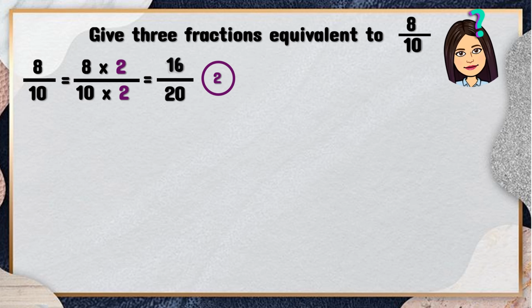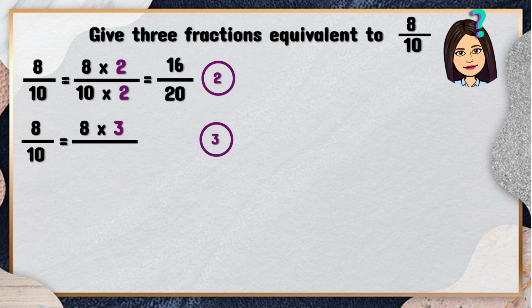16/20. And for the second equivalent fraction of 8/10, let's multiply the numerator and the denominator by 3. The numerator 8 times 3 is 24, and the denominator 10 times 3 is 30. So 8 over 10 is also an equivalent fraction of 24 over 30.